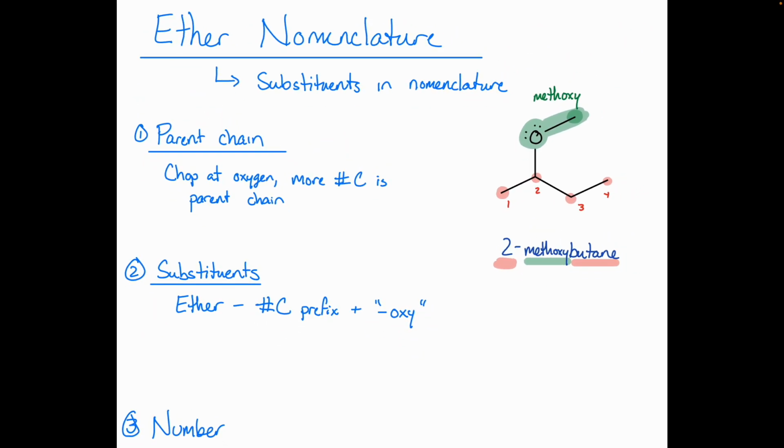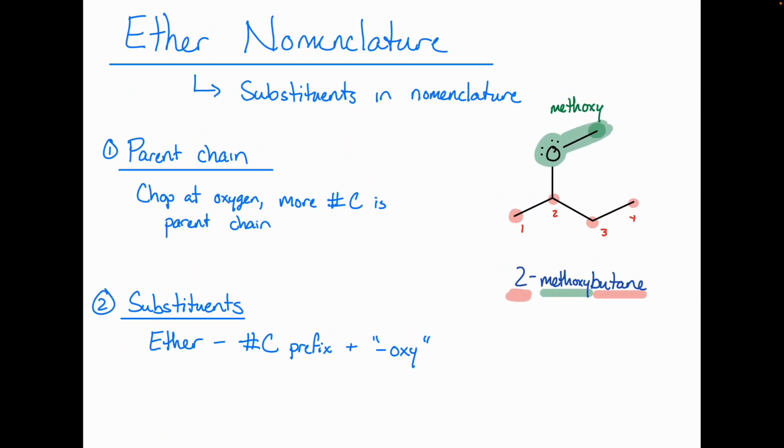All right, so the weird thing about ethers, you know, boring functional groups, so they're even relegated to being substituents in our nomenclature. They're not even given like the fancy functional group naming, right? We treat them as substituents, and we use that number of carbons plus that oxy ending. So let's just do a few examples here.